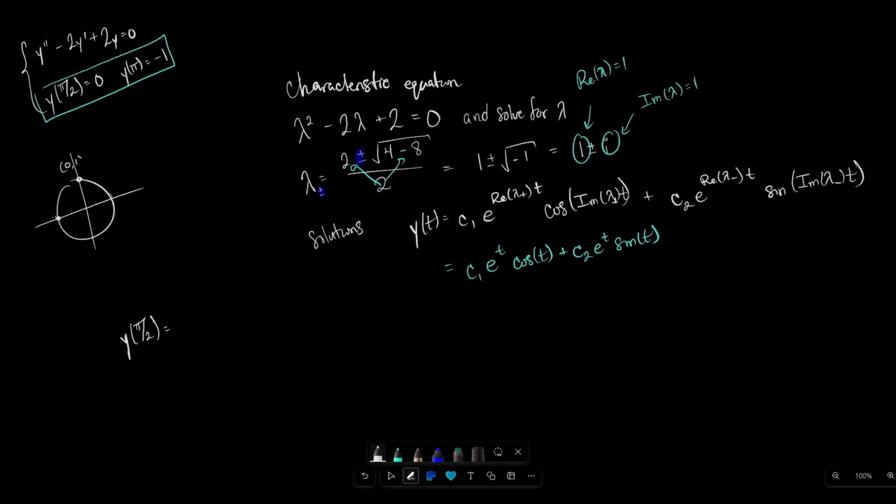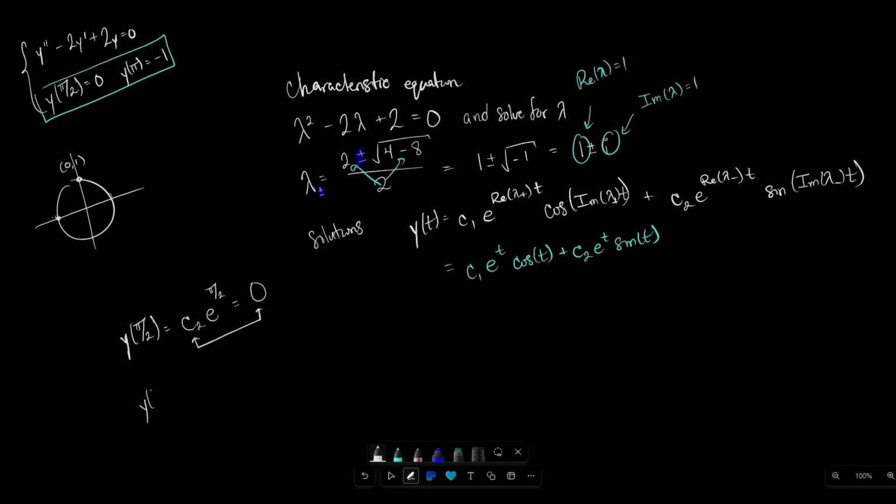This is where cosine is 0 and sine is 1. Cosine 0, sine is 1. So the 0 term drops out. I've got C2 e to the pi over 2, sine is 1. This has to be equal to 0. That immediately tells me C2 is 0.